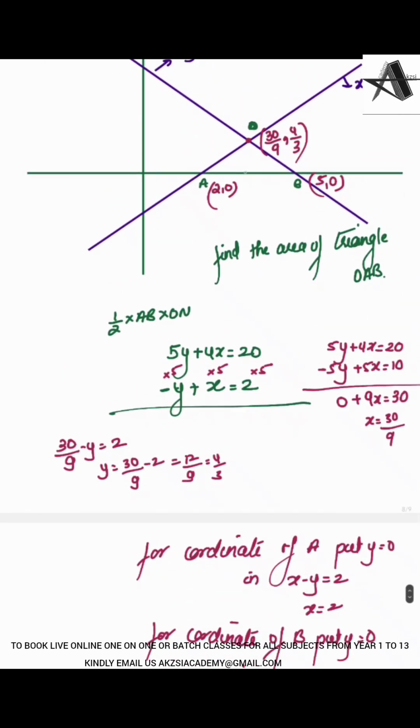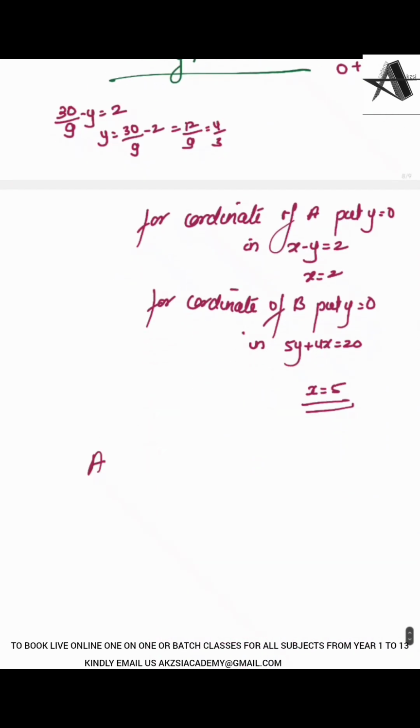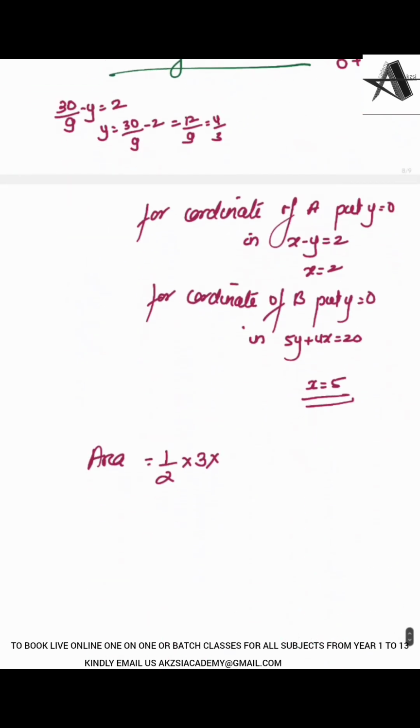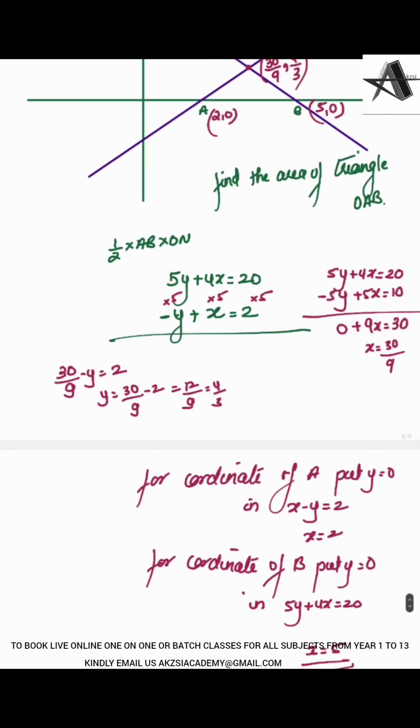And how much are you moving upward, because here y is 0? 4 over 3. So the final area is half times base, which is 3, times height, which is 4 over 3. Cancelling out, you'll get 2 units squared. 2 square units is the area of this given triangle.